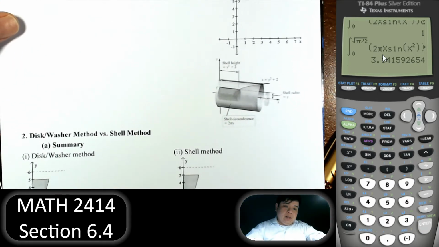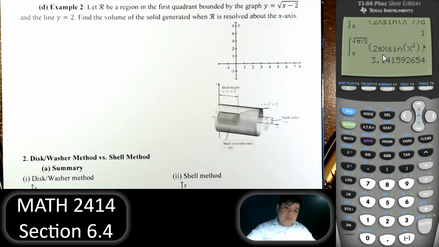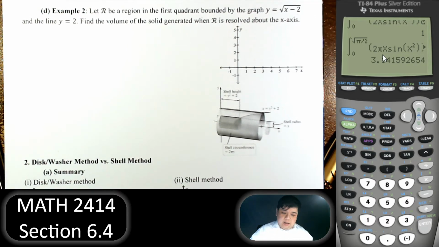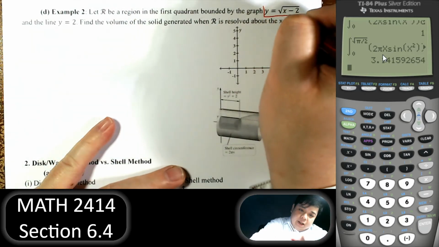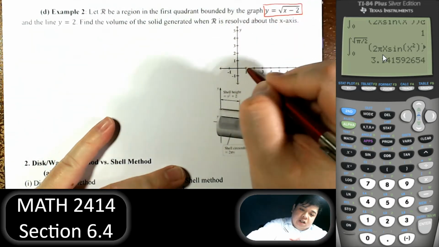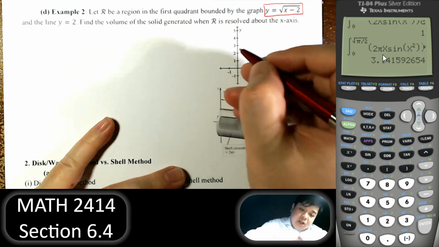Now, let R be the region in the first quadrant bounded by square root of x minus 2 and the line y equal to 2. So first, square root of x minus 2 is the standard square root moved 2 units to the right.